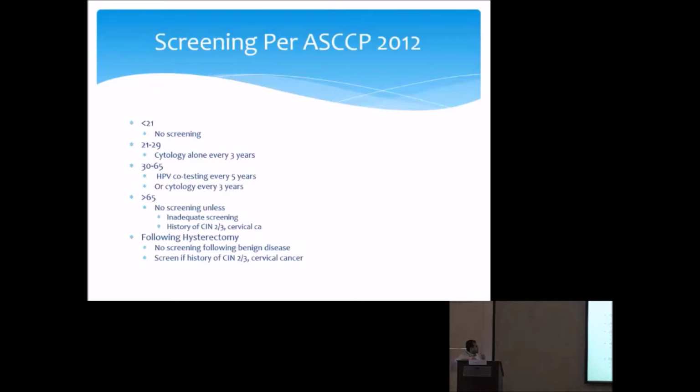These should be managed with cytology alone every 3 years. And then for the group from 30 to 65, there are 2 options. Either you do a cytology every 3 years or HPV co-testing every 5 years. If you include HPV with the cytology and they're negative, it should not be repeated before 5 years. More than 65, they don't need screening unless there is inadequate screening or a history of CIN2 or 3 or cervical cancer. Following hysterectomy for benign disease, they don't need any pap test. If there is a history of CIN2, CIN3 or cervical cancer, then they should continue having pap tests.